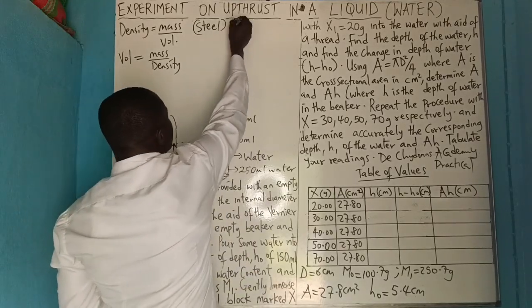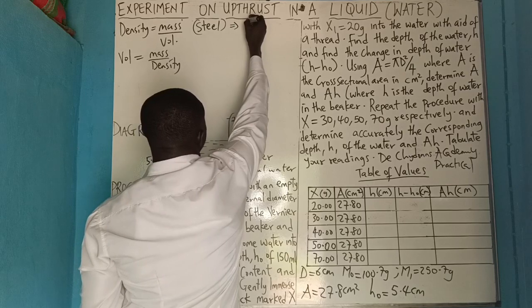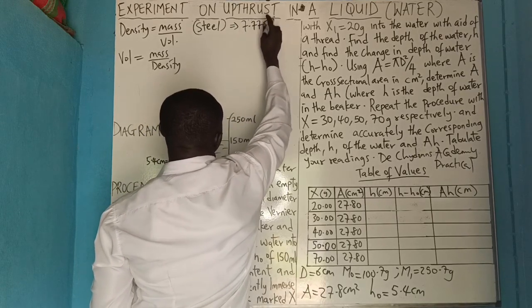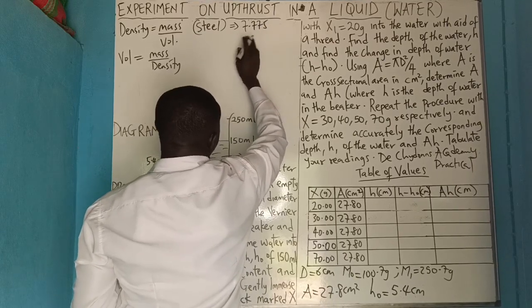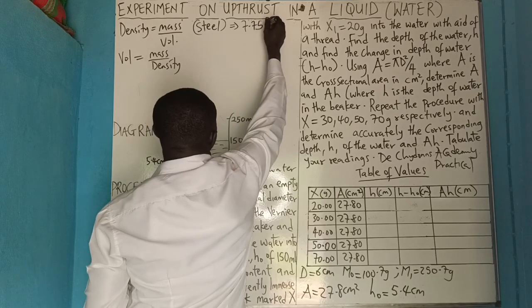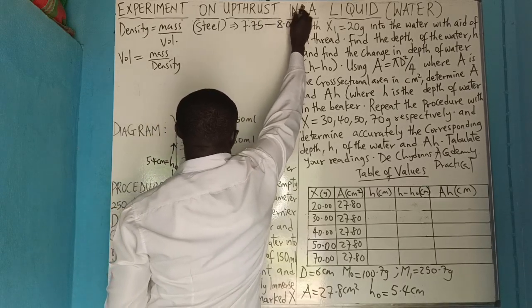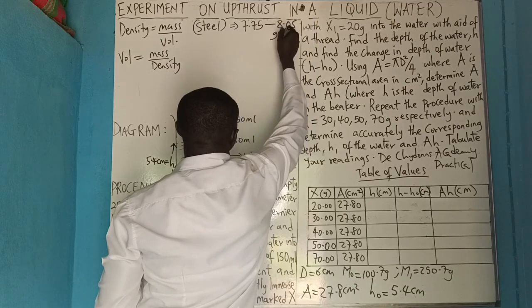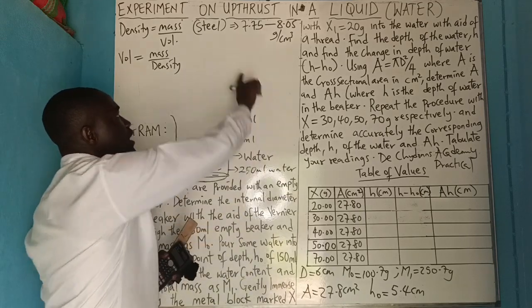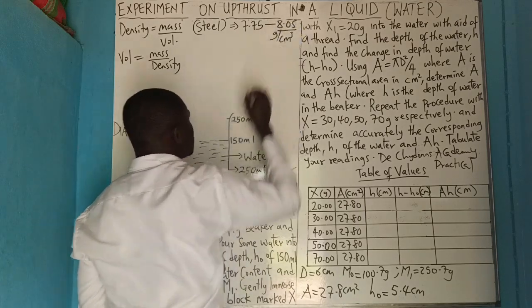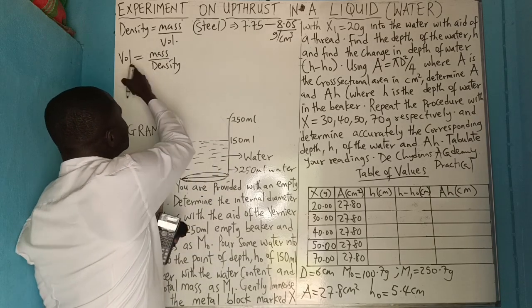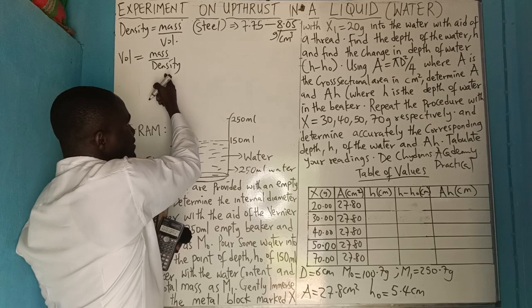And so the density of steel is between 7.775 to 8.05 gram per cm cube. That is the density of steel. And so let's just take 8.05 as our density. We now say that the volume is equal to mass over density.